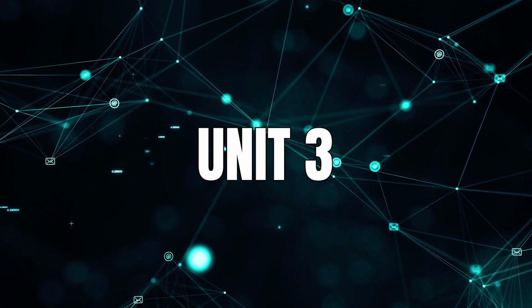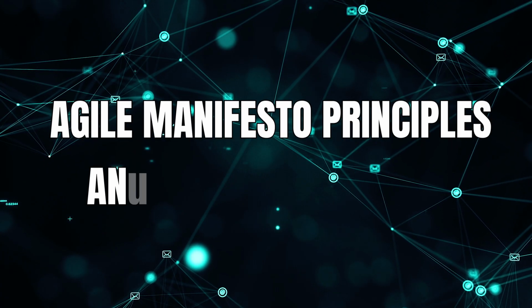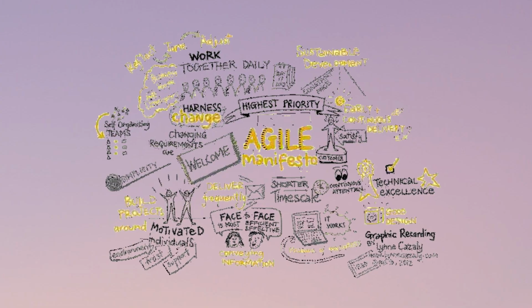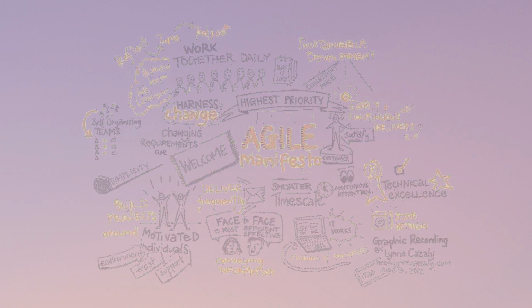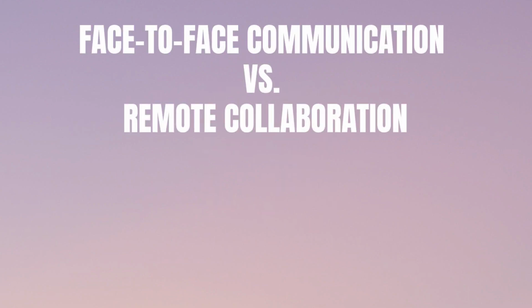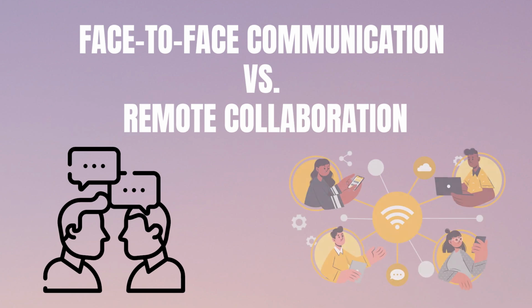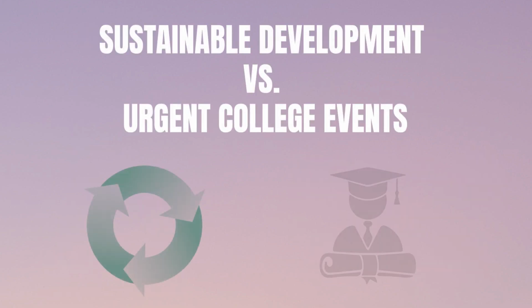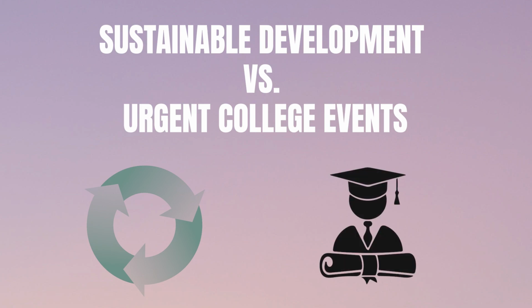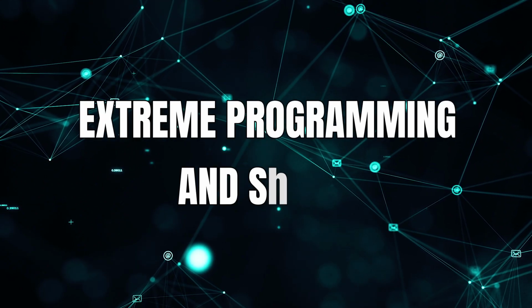Unit 3: Agile Manifesto principles and possible conflicts. While the Agile Manifesto and its principles provided very viable guidance, conflicts can arise in specific project contexts. For our project, there were a couple of conflicts like, for example, face-to-face communication versus remote collaboration, or sustainable development versus urgent college events.